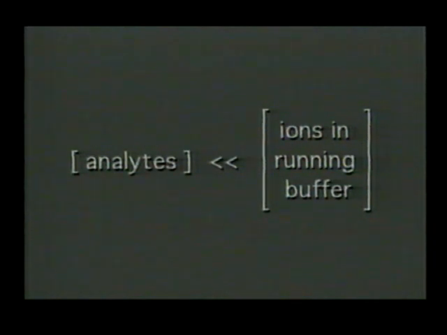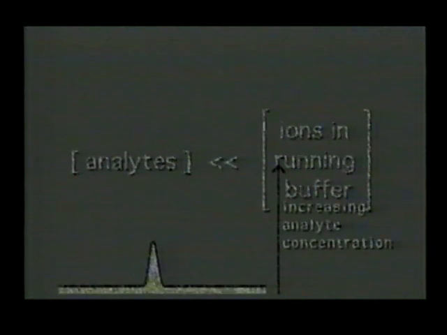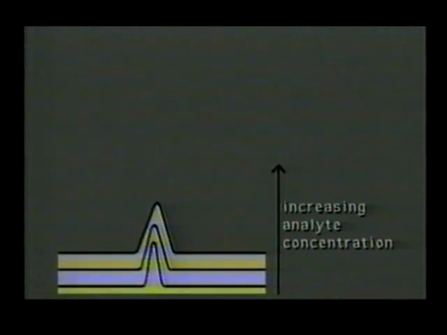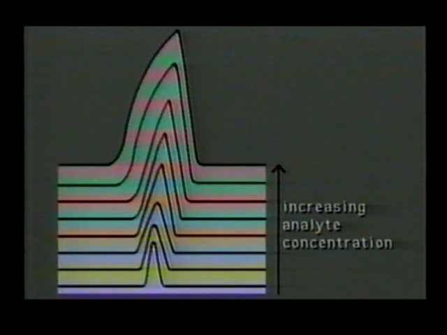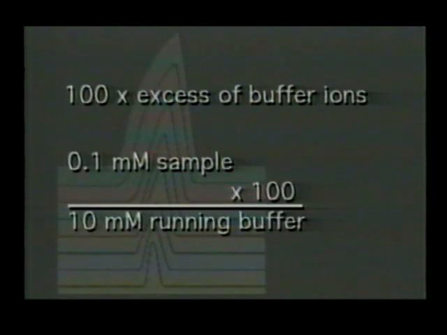Another important consideration in the optimization of separations is peak shape. For best resolution and peak shape, the concentrations of analytes should be much less than the concentration of ions in the running buffer. This is to ensure that the presence of analyte ions does not distort the electric field characteristics in the capillary. Generally, a 100-fold excess of buffer ions is advisable. For example, with a 0.1 millimolar sample, a 10 millimolar running buffer should be used.